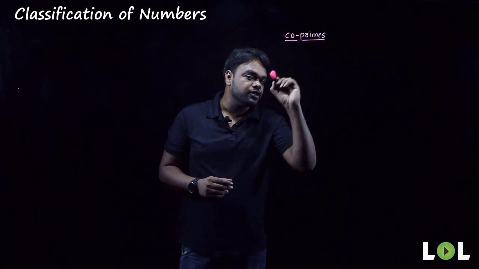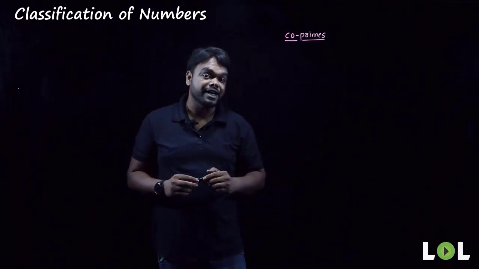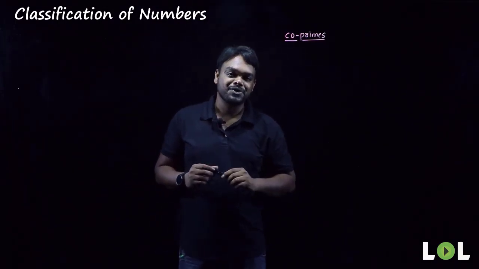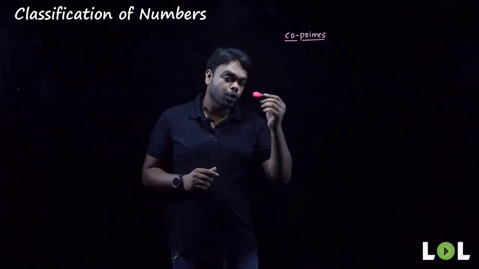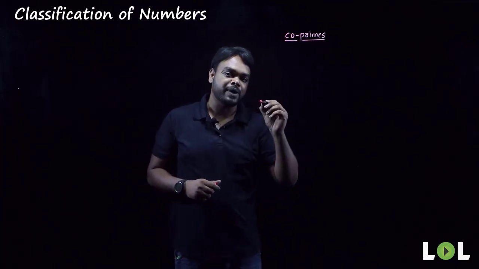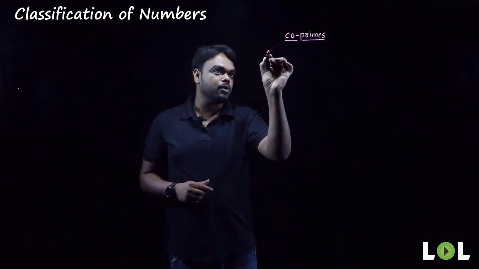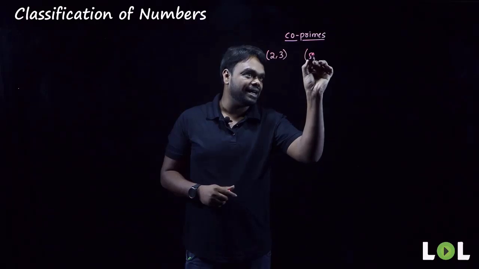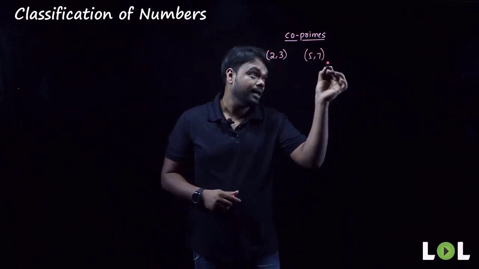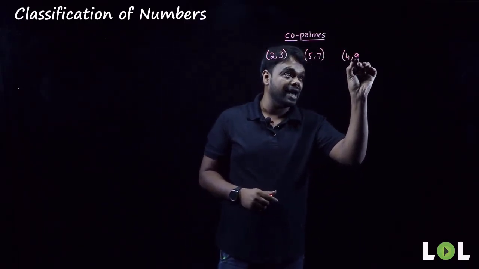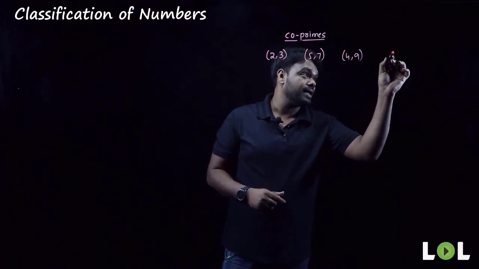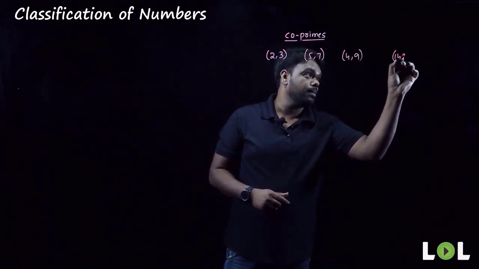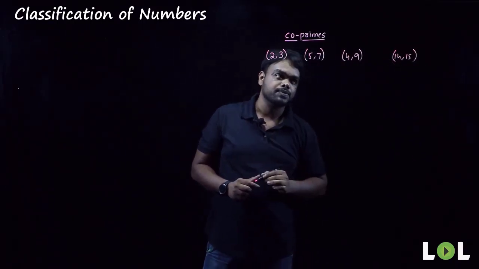One last thing we need to learn in natural numbers is coprime numbers. Now, what are coprime numbers? Let me give you a few examples. Based on that, I'll explain you what exactly these are. Suppose if I take 2, 3, they are coprime numbers. If I take 5, 7, they are coprime numbers. If I take 4, 9, they are coprime numbers. If I take, let's say, 14, 15, they are also coprime numbers.